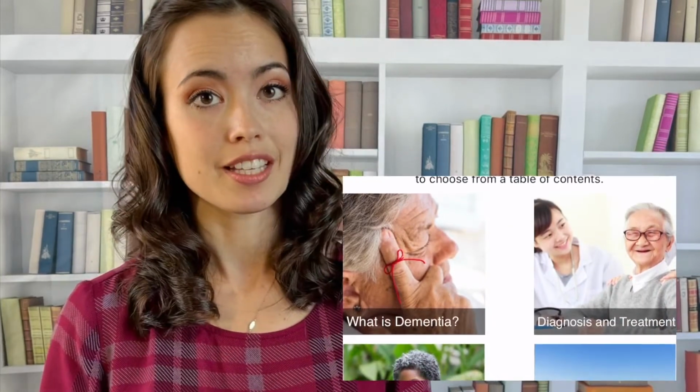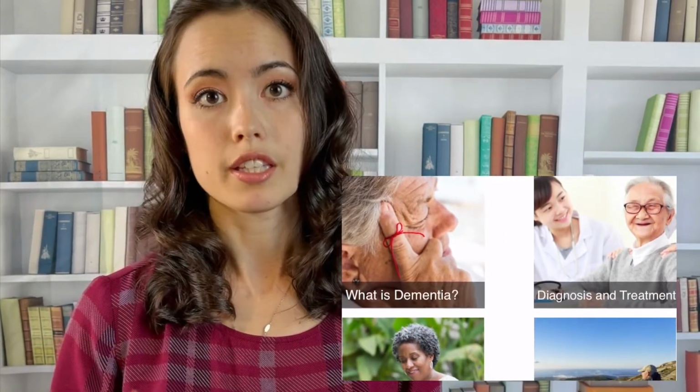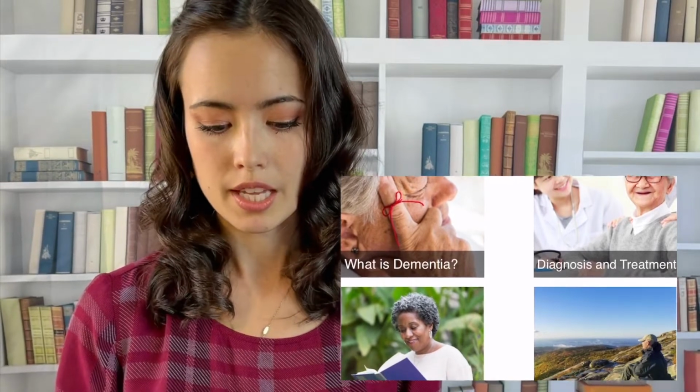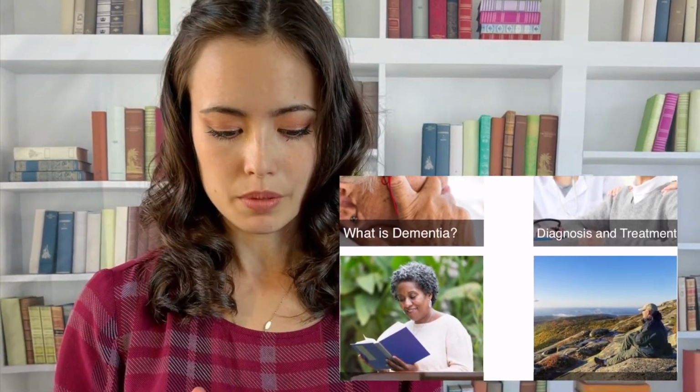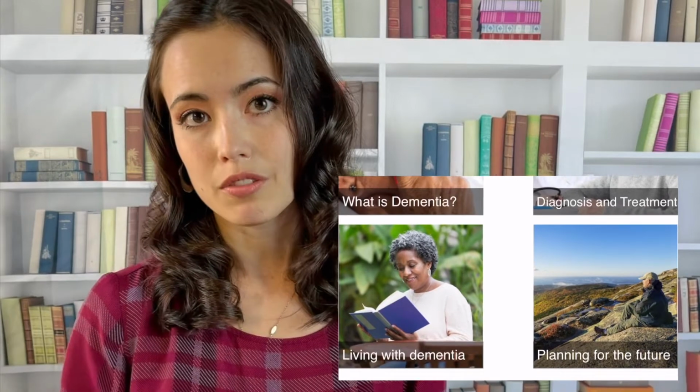So you can see these 4 categories are what is dementia, and that's kind of that more general information on this condition or the types of conditions. And then diagnosis and treatment, living with dementia, and planning for the future.